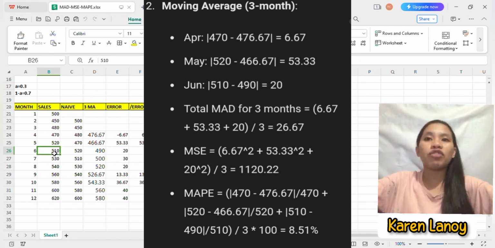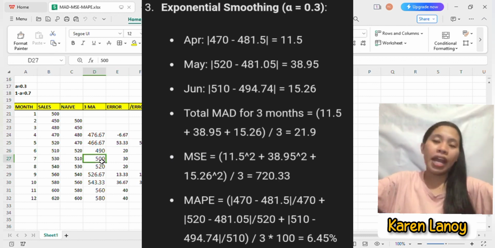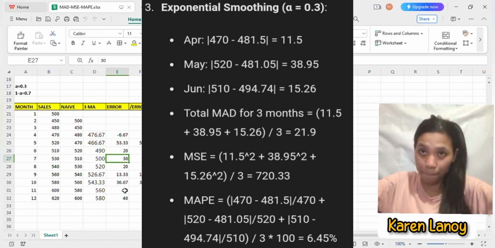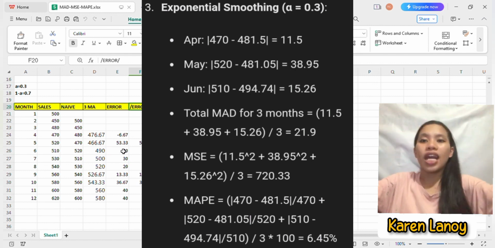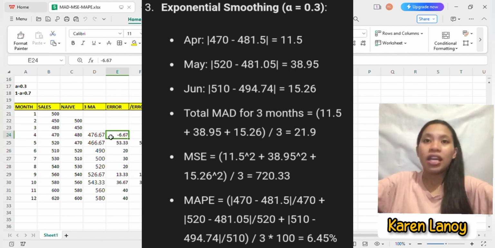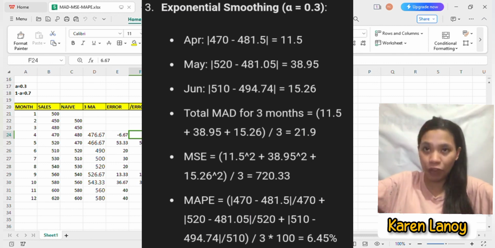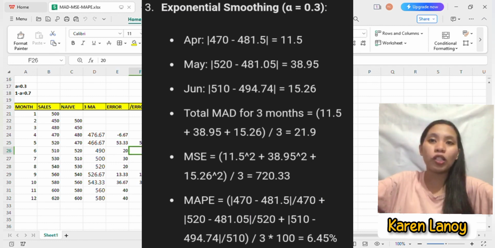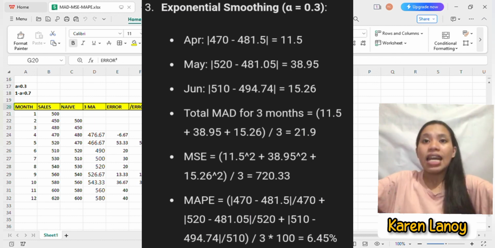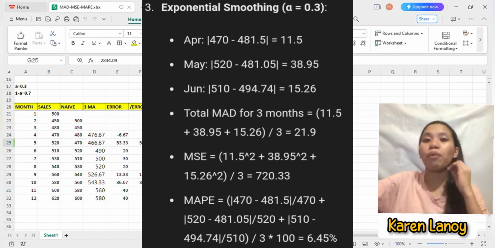Number 3, we have exponential smoothing. In April, we have 470 minus 481.5 equals 11.5. The next one is May: 520 minus 481.05 equals 38.95. And then in June, we have 510 minus 494.74 equals 15.26. So the total MAD for 3 months is (11.5 + 38.95 + 15.26) / 3 = 21.9.